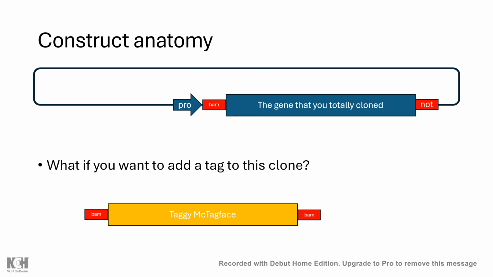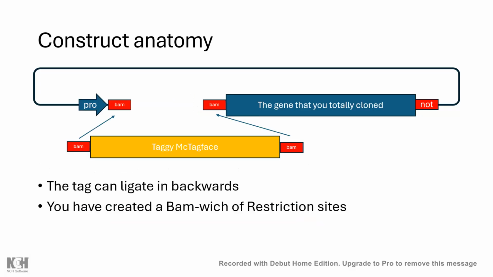Point is, yes, you could PCR the tag with a BAM site at either end, cut it, and also cut the vector, and lovingly attempt to ligate this into your existing clone. This is something you can absolutely do. As long as you dephosphorylate your vector, then you should be fine. Yes, the tag can ligate in backwards. That's a 50-50 shot, a flip of the coin.